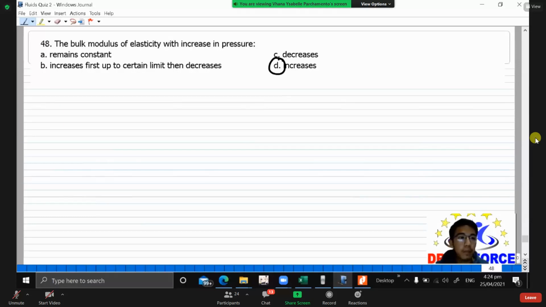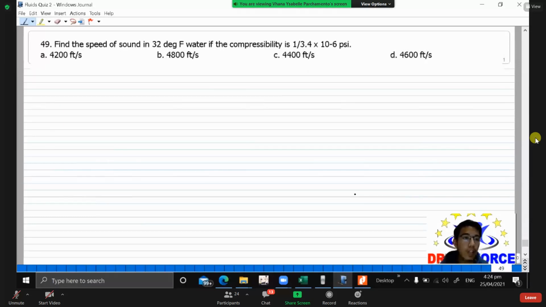Okay, next, number 49. Find the speed of sound in 32 degrees Fahrenheit water if the compressibility is 1 over 3.4 times 10 raised to negative 6 psi. Ang given lang dito is temperature. We have 32 degrees Fahrenheit.